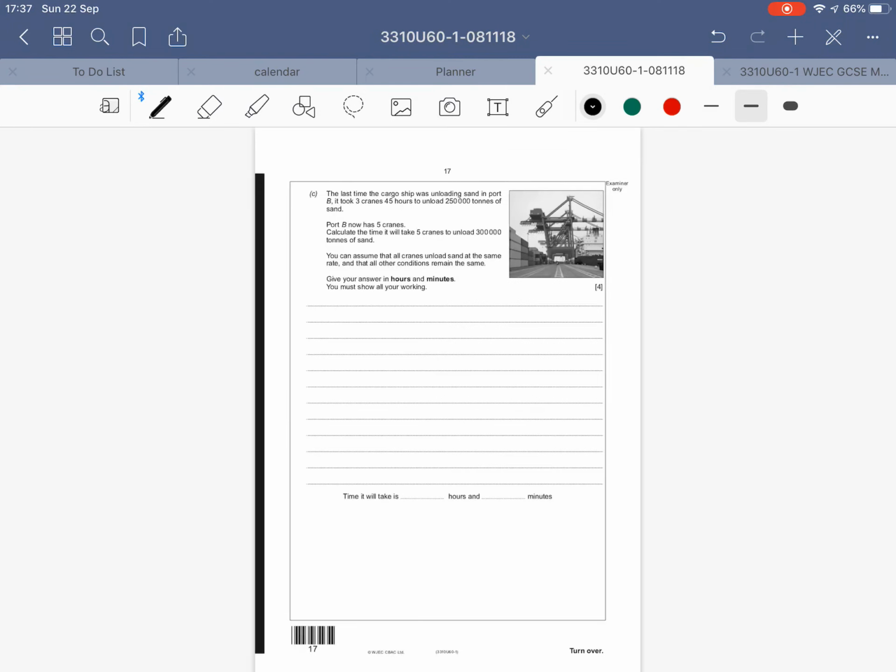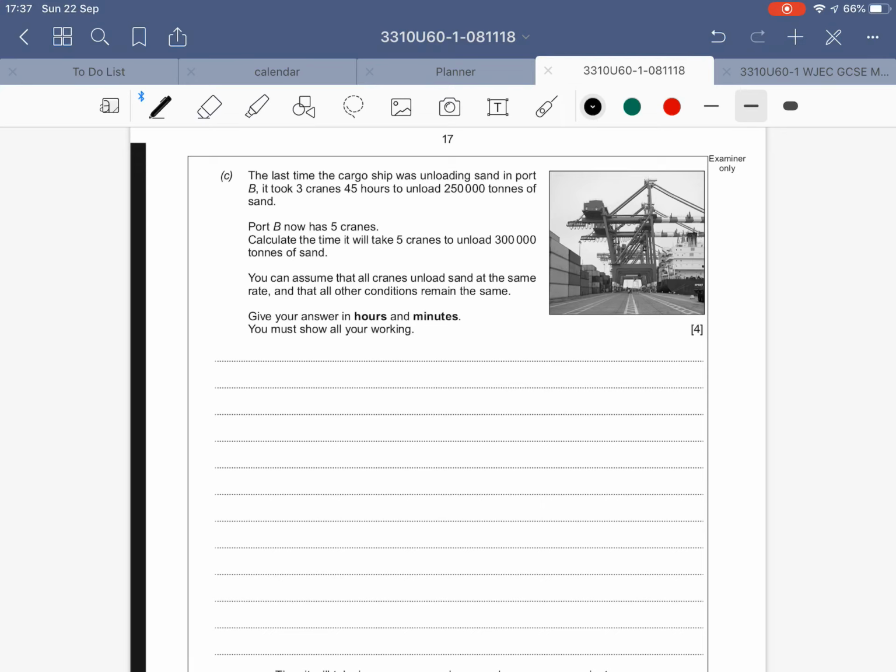Okay. The last time the cargo ship was unloading sand in Port B, it took 3 cranes 45 hours to unload 250,000 tons of sand. Port B now has 5 cranes. It's probably got a bit more sand, does it? Yes, 300,000. Right, why have we got such big numbers? I'm just going to cross off some zeros so I've got smaller numbers on my calculator. I can't be pressing all those zeros.